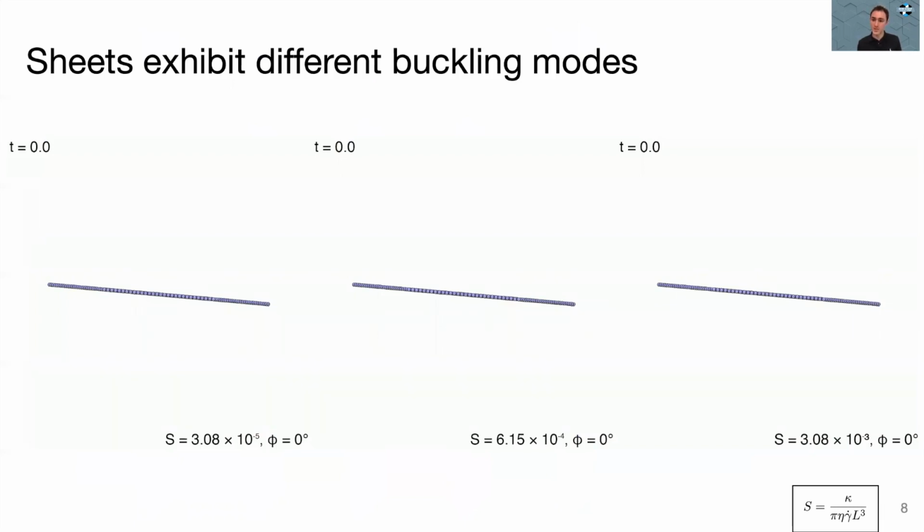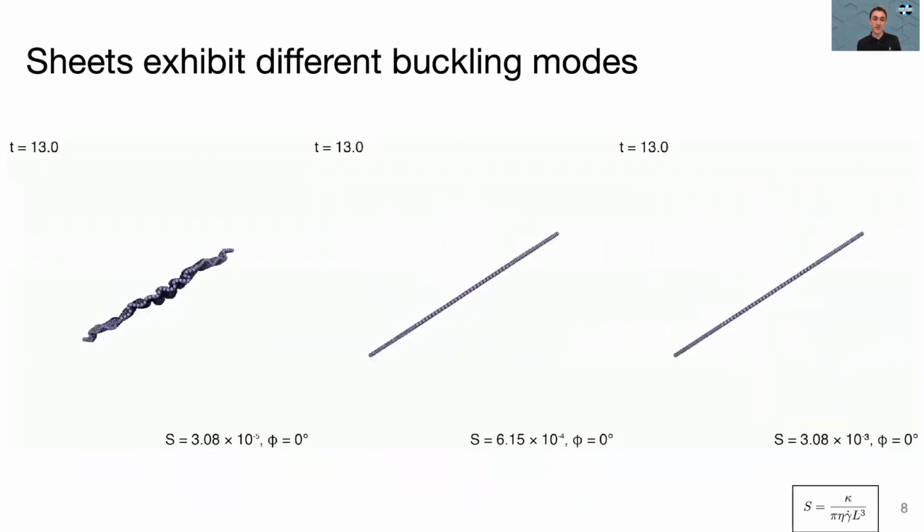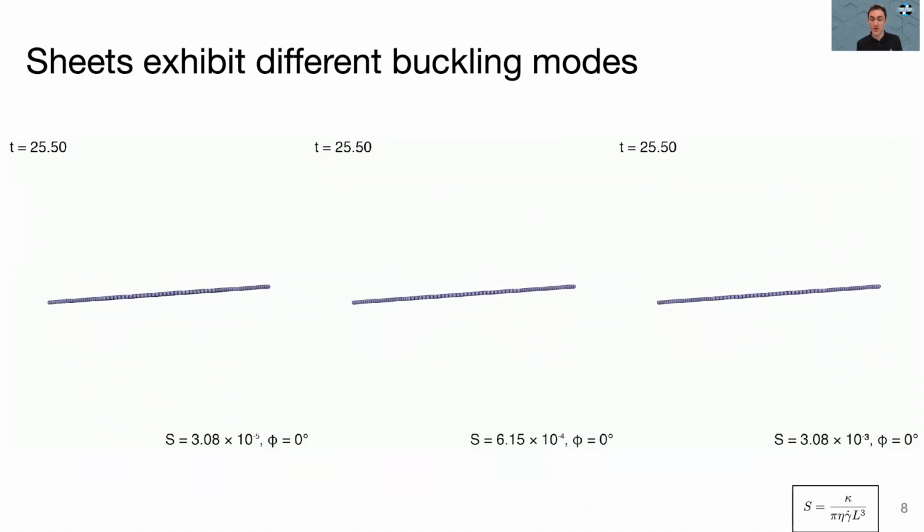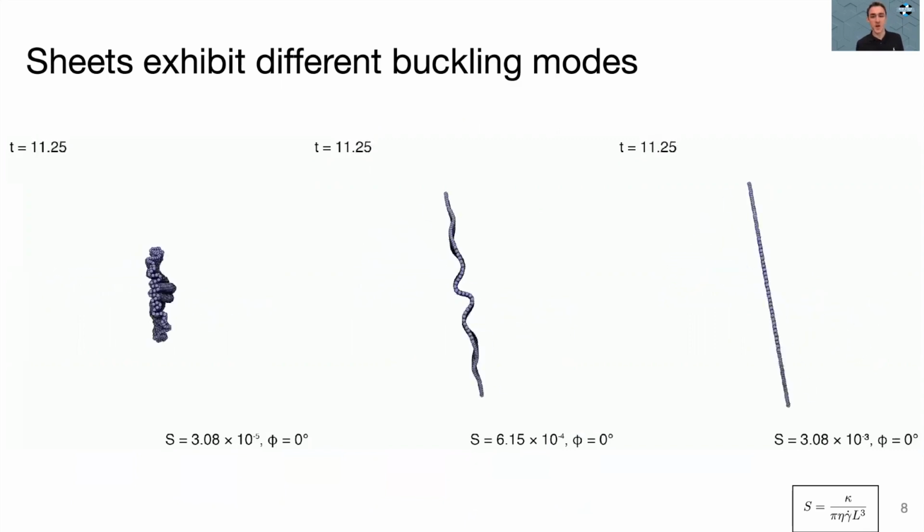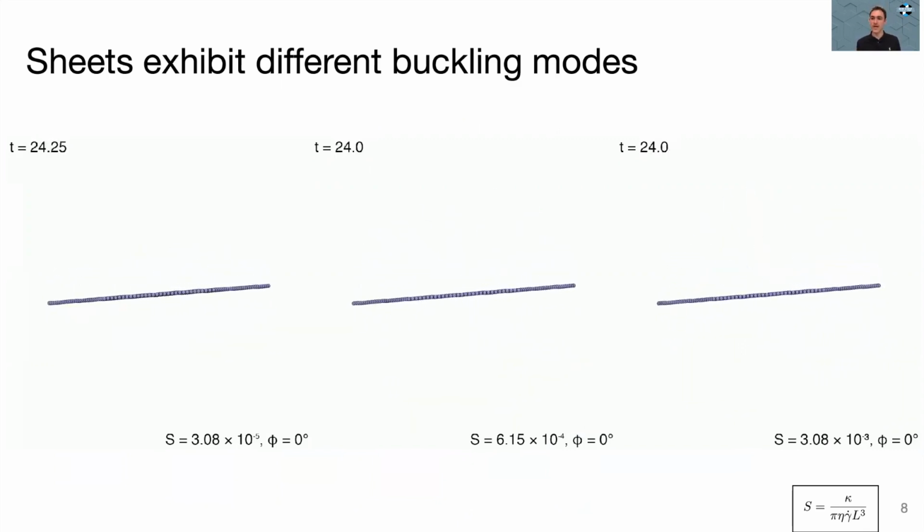So here are 3 sheets, S increasing from left to right, so softest to stiffest. You can see the sheet on the left, the softest one, buckles quite considerably, whereas the one on the right remains relatively flat the entire time through its trajectory. And I'll play that again. And you can see all of them eventually approach this stable flat state that I mentioned for long times.